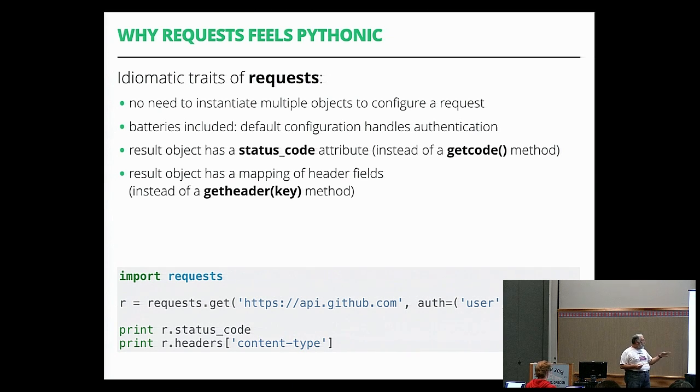And I actually haven't looked at the implementation of this, so I don't know if headers is really a dict, or it's a custom mapping type, because you can do your own custom mapping types that respond to this syntax too, right?